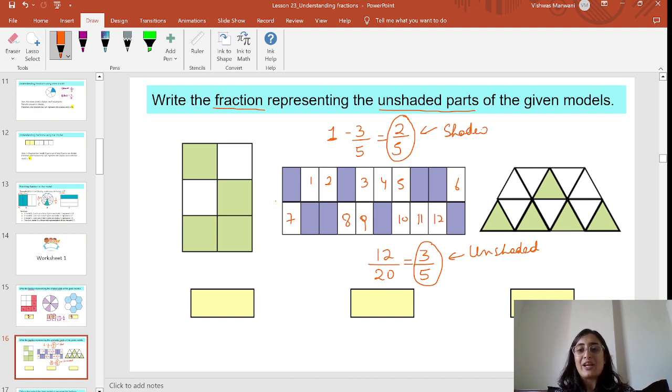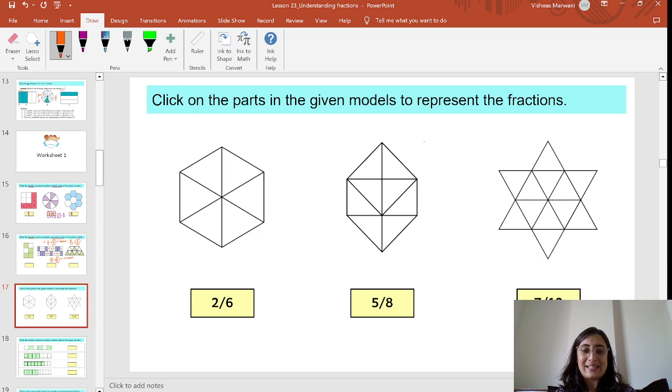Also, we can check it the other way around like we were doing till now. So out of 20 parts, since 12 are unshaded, what is the fraction of my shaded portion here? 8 by 20, because 8 parts are shaded and my total parts are 20. Again, if you divide it by 4, you will get 2 by 5 only, right? So these are just two methods of obtaining the same answer. Okay, let's continue to the next slide then.